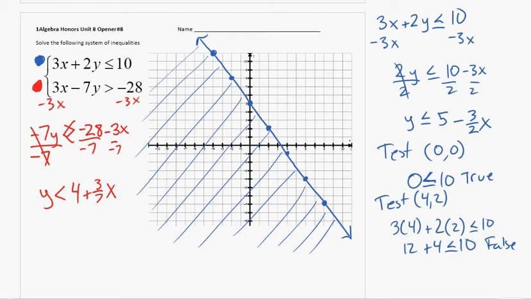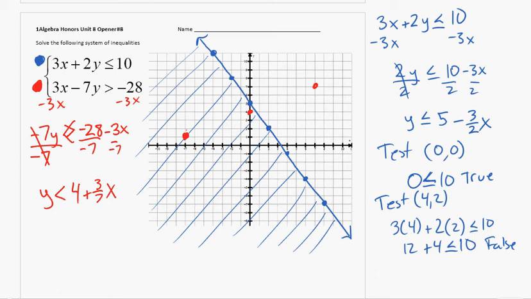Okay, so let's graph this line. Y-intercept is 4, and the slope is 3/7. So we go up 3, 1, 2, 3, and over 7, so that goes here, and I'll go the other way, down 3, and to the left 7. It seems like those are the only points I'm going to fit on this graph.